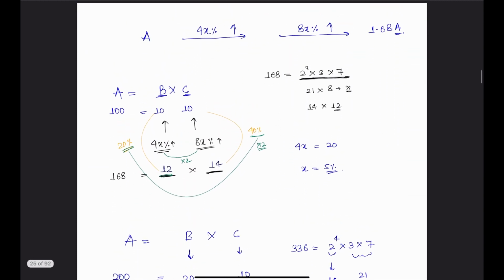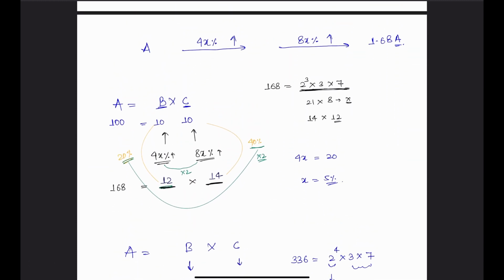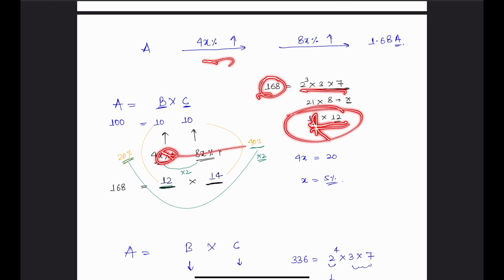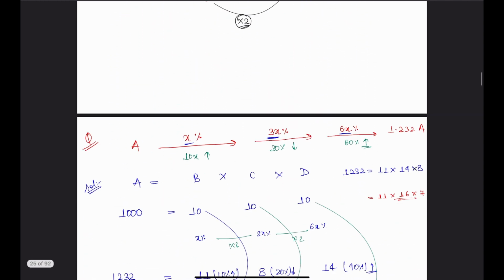So in this type of question, rather than doing anything like the traditional method, we will just divide b and c by 10 into 10, or we will think that b is 10 and c is also 10. Now whatever we want to increase and decrease, we can do. So 168, we know that this is a multiple of 14 into 12, nearby 10 1, and that's how we can find out the values.